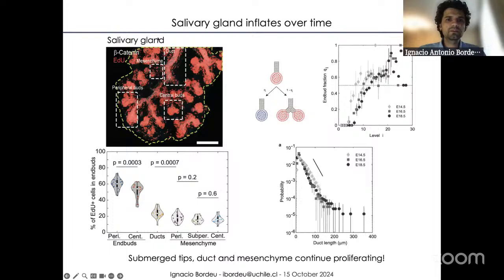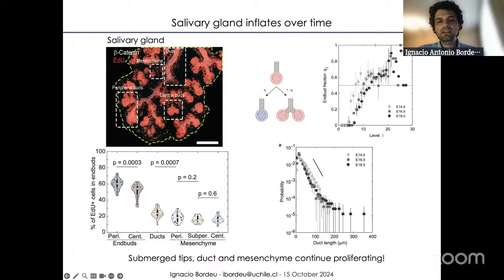So the first thing we did was to study proliferation, and we immediately saw that proliferation was everywhere. This is a cross-section around the center of the tissue. And what you see here in red is regions of the tissue that are proliferating. So we saw proliferation everywhere, not only in the periphery, as in the mammary gland. This was a good indication, and it was consistent with the idea of exponential inflation.